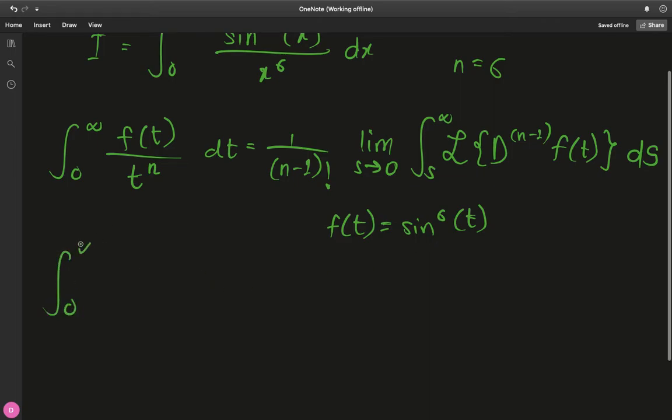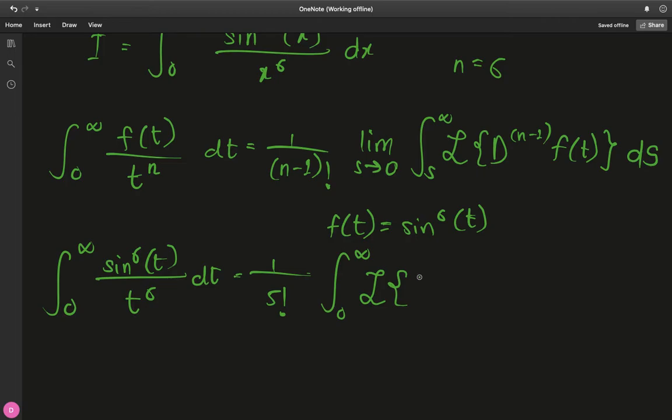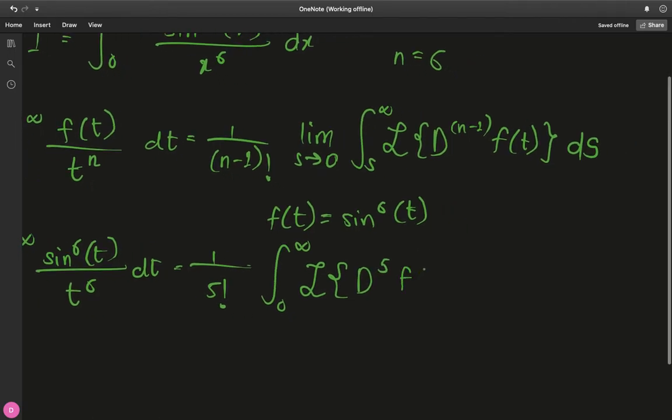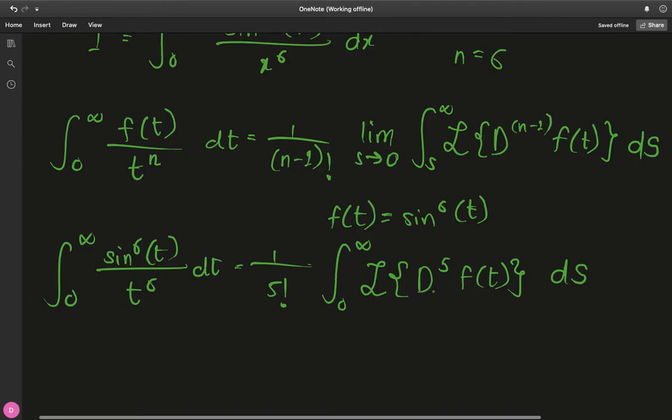So the integral from 0 to infinity of sine to the sixth power of, say, t over t to the sixth power dt. I'm just changing variables from x to t, it doesn't matter, over n minus 1 is 5 factorial times, applying the limit, the integral from 0 to infinity of the Laplace transform of differentiating f of t 5 times with respect to t, ds. Again, Laplace transform with respect to s.